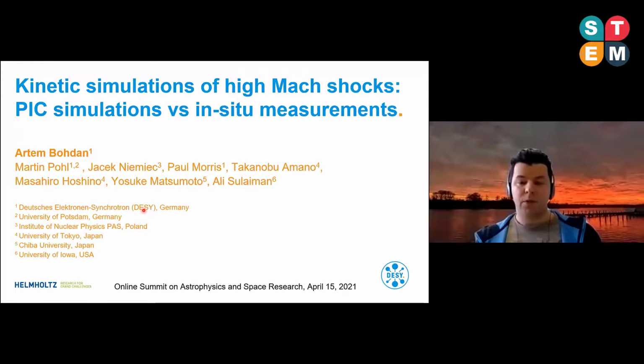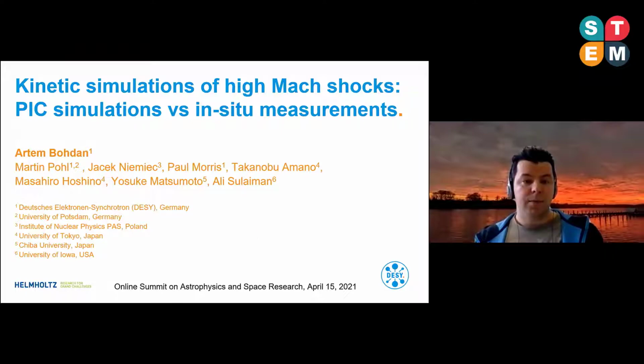Okay, so good afternoon or good morning, good evening, depending where you are. I want to talk a little bit about, as it's written, kinetic simulation versus in situ measurement. This work is done in collaboration with all these people.